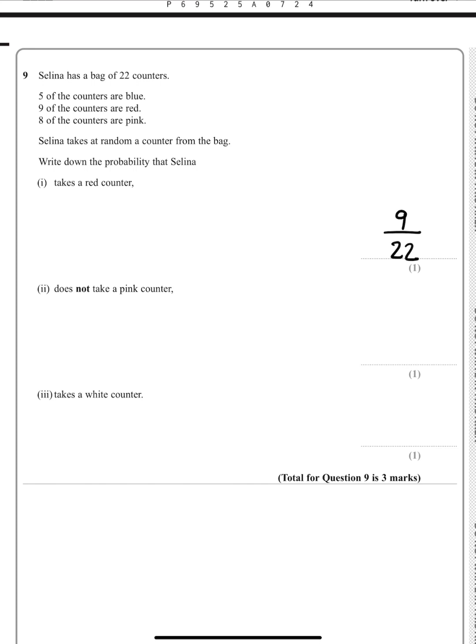The probability that Selena does not take a pink counter will be the probability of Selena selecting a blue and a red. So I'm going to do 5 plus 9, which gives me 14. So there's 14 blue and red counters altogether, and I'm going to just put that over 22. You can simplify that, you don't have to. And then thirdly, the probability that Selena takes a white counter, well, it doesn't say anything about white counters in this bag, so therefore the probability has to be 0.